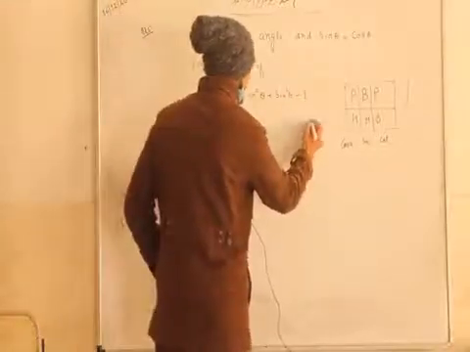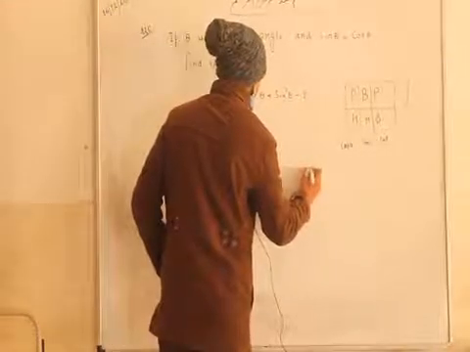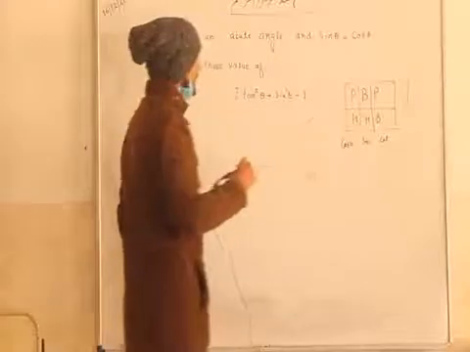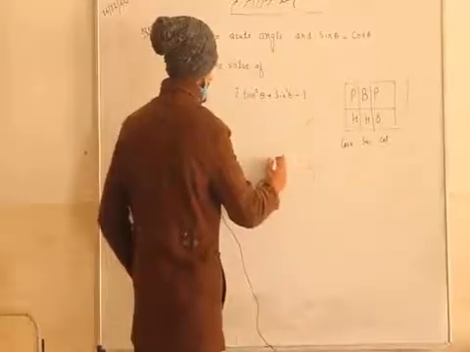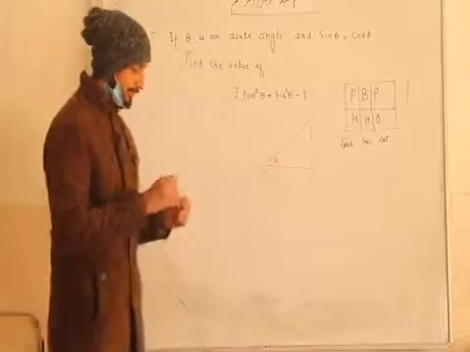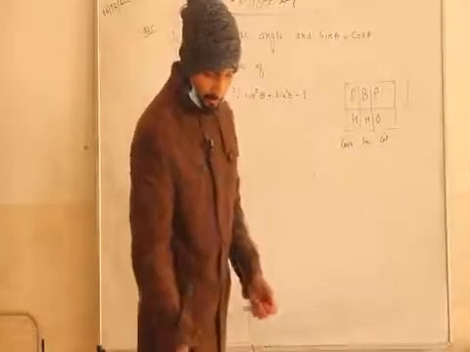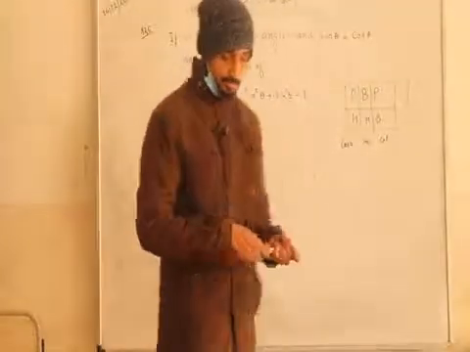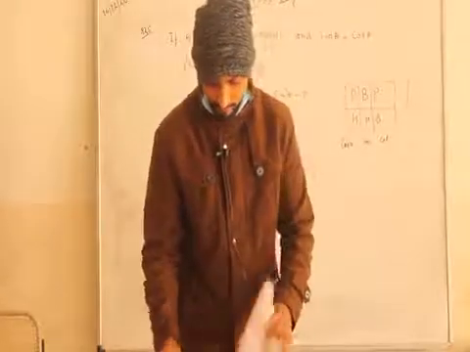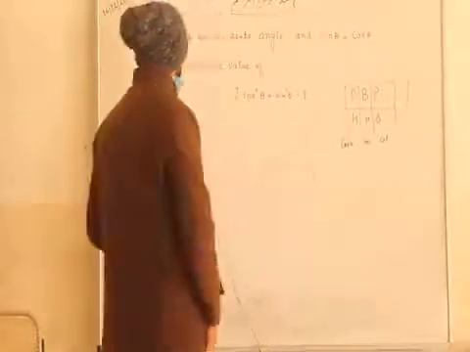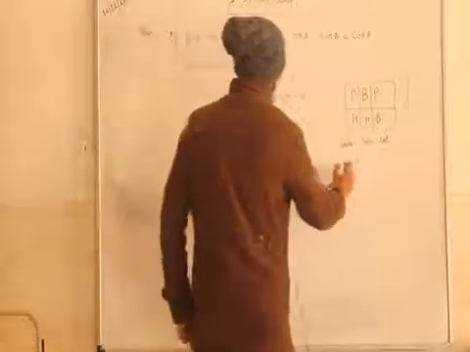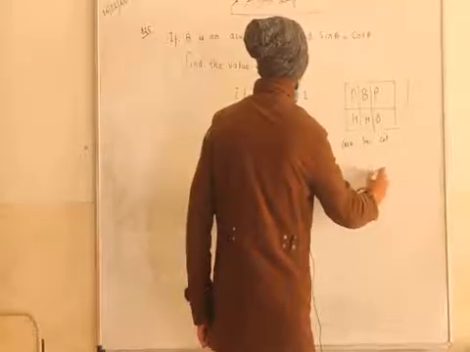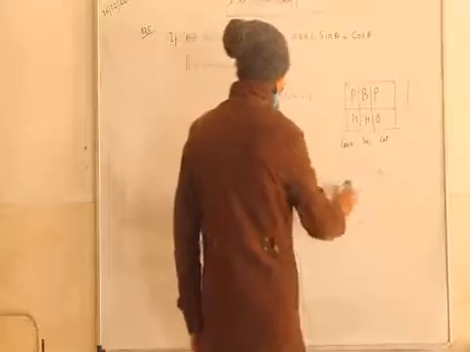So first draw a right triangle. Suppose this is ABC and this is your theta. Theta is an acute angle here, and what is given here? Sin theta is equal to cos theta. See here, sin theta is equal to cos theta. Okay. So what is sin theta?